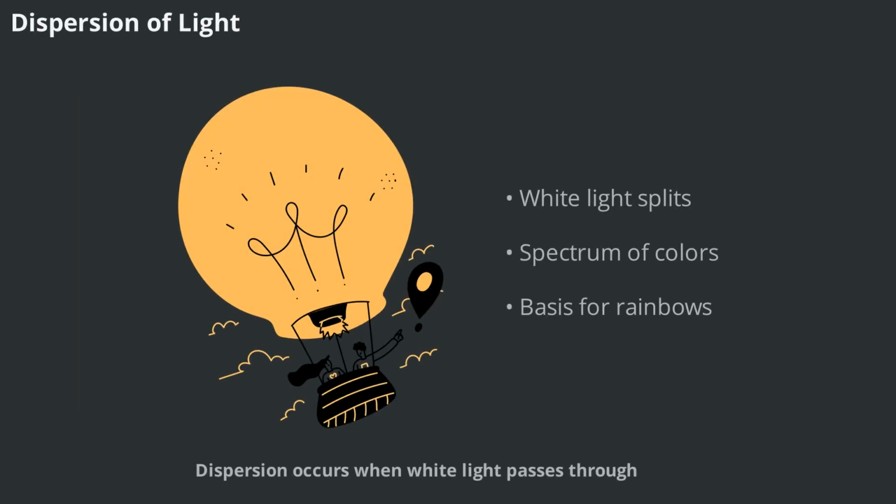Dispersion occurs when white light passes through a prism and splits into its constituent colors, forming a spectrum. This happens because different colors of light bend by different amounts as they pass through the prism. Violet bends the most, while red bends the least. This phenomenon explains why we see rainbows and is fundamental to understanding the colorful world around us.